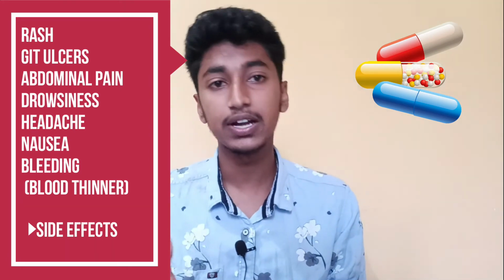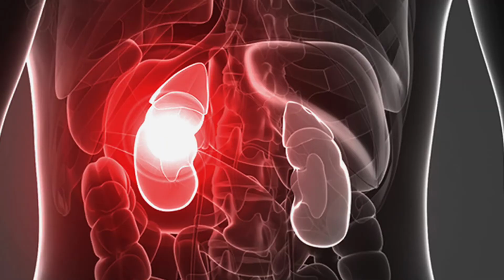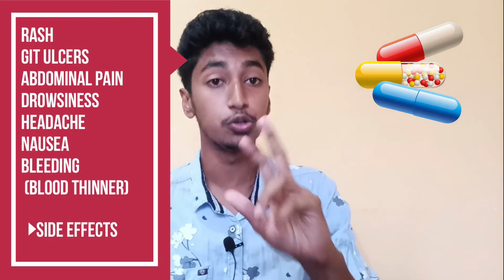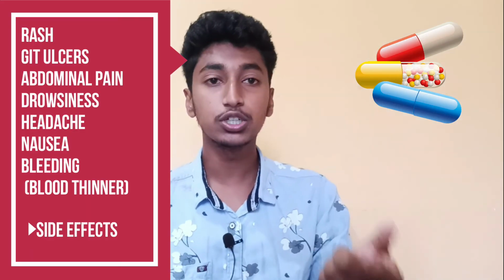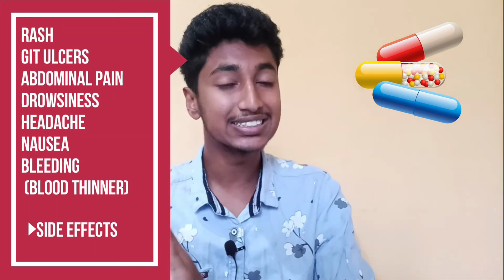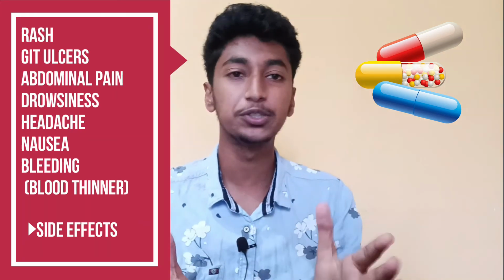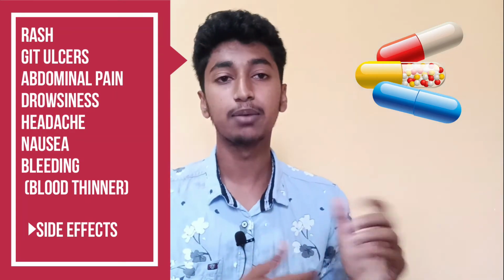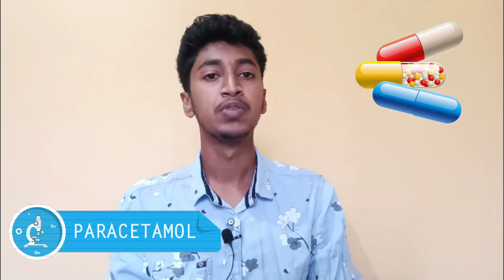And it also affects the kidney and the heart, and that's the reason why these drugs are not prescribed to patients who have heart related problems and kidney related problems. So NSAIDs are not suggested for people who have kidney related problems and heart related problems such as high BP, etc. Now the third drug is acetaminophen, also known as paracetamol.